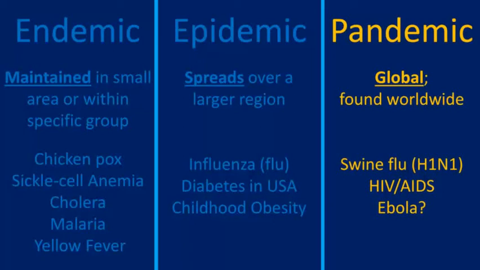Our last would be a pandemic event or pandemic disease. And this is something that goes global. So you're going to find it, of course, worldwide. There's not really a formula, but let's say at least 2 continents, maybe 3 would probably be a proper requirement. But it just has to be something you find all throughout the world.